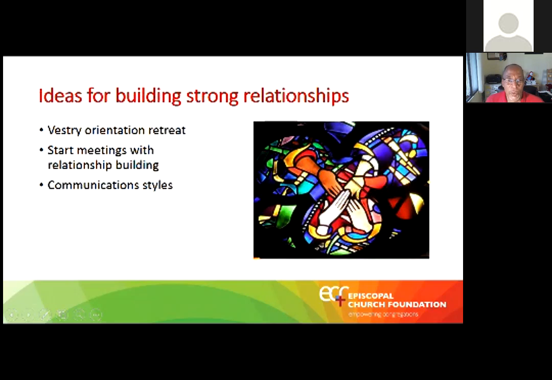Building strong relationships. We talked about vestry retreats. Another way in terms of building strong relationships is to start every vestry meeting or every team meeting with an opportunity to work on relationship building. We believe this to be very important in terms of team relationship. And here's why. When a vestry or a team moves to a point of potential conflict or even just disagreement, if we have strong relationships, we can usually move through that process with a level of effectiveness and a way in which we can hold people together.